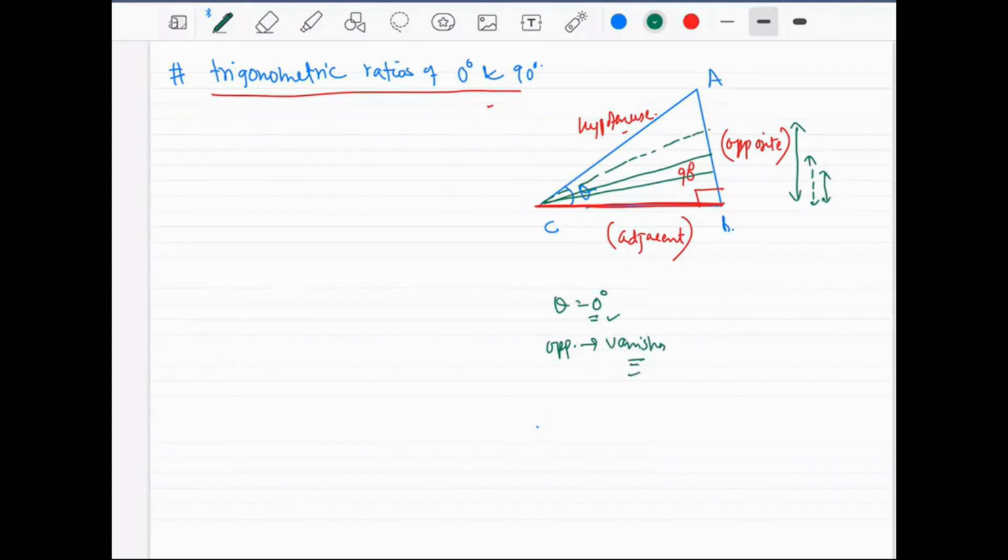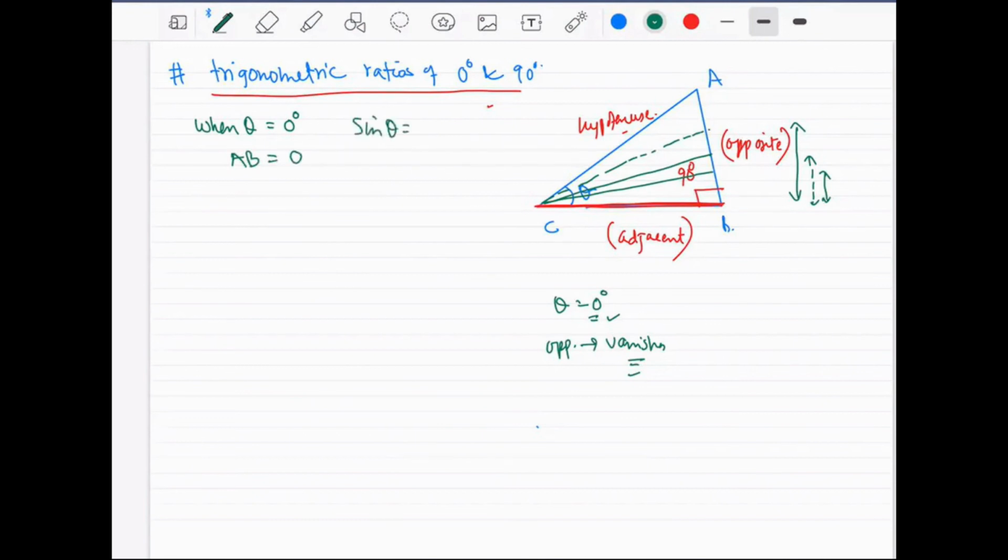If the opposite side vanishes, what happened? The value of the opposite side... What's the opposite side that I'm writing here? AB. When theta is 0, the opposite side vanishes. The opposite side is AB. The AB vanishes. That means AB will be how much? 0.